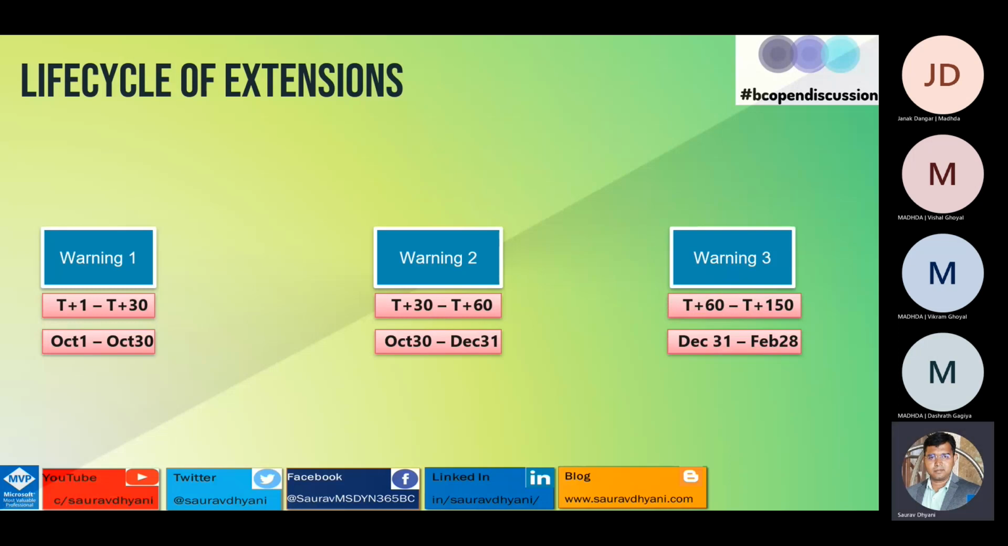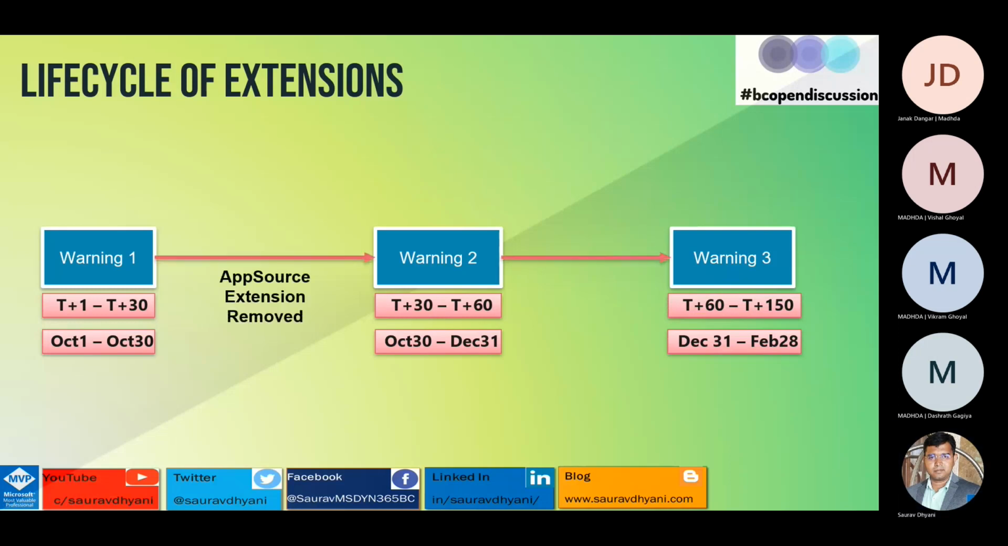Now, what happens in these phases? If there are warnings in phase 1, which is between T plus 1 and T plus 30 days, and you are a partner who has an app on AppSource and you don't pay attention to it, that particular app will be removed from AppSource, not from the environment. It will be removed from AppSource.